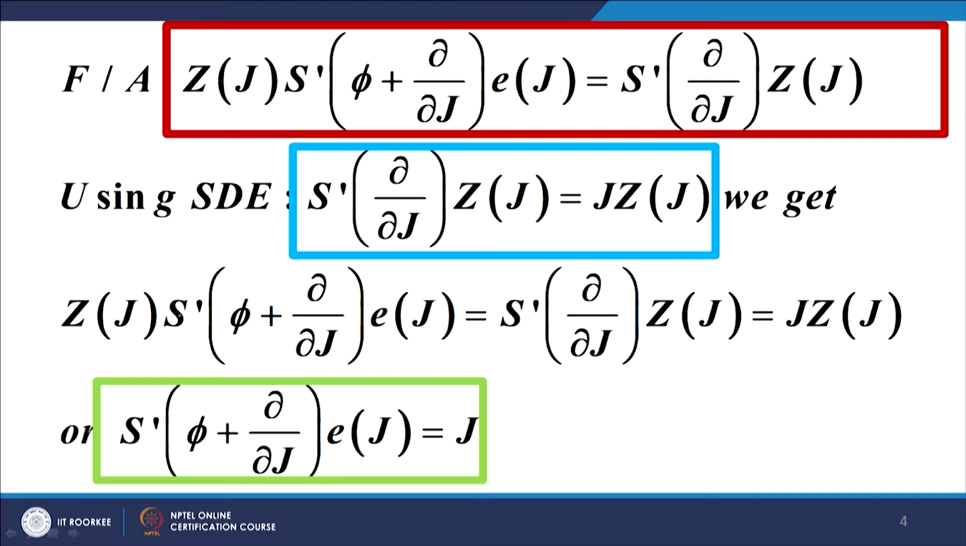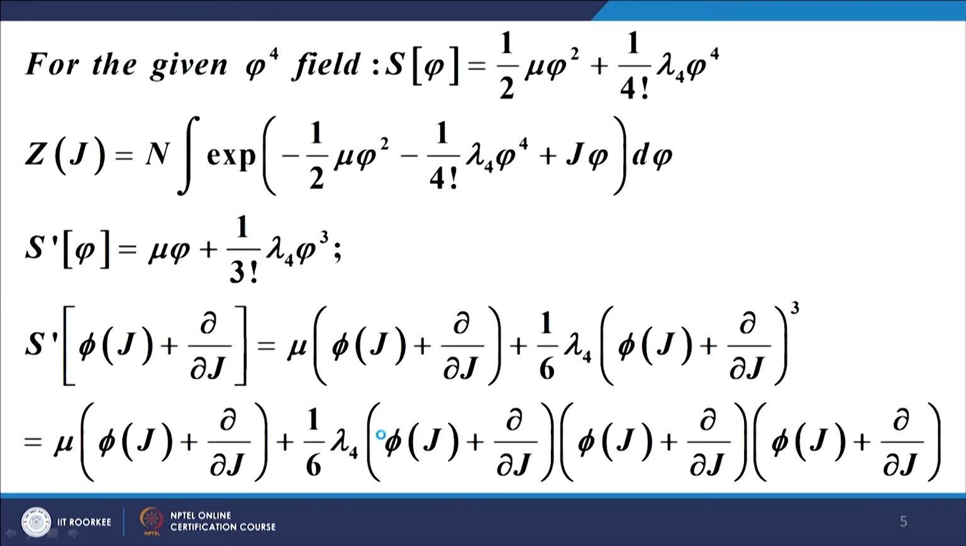That means what I get is Zj S dash phi d by dj Ej is equal to this expression from this Schwinger-Dyson equation. Because this j and this Zj commute with each other, I can write this expression as Zj into j, and then Zj can be eliminated by multiplying both sides by Zj inverse. What I get is S dash phi d by dj Ej is equal to j. This is another expression for the Schwinger-Dyson equation for the field function.